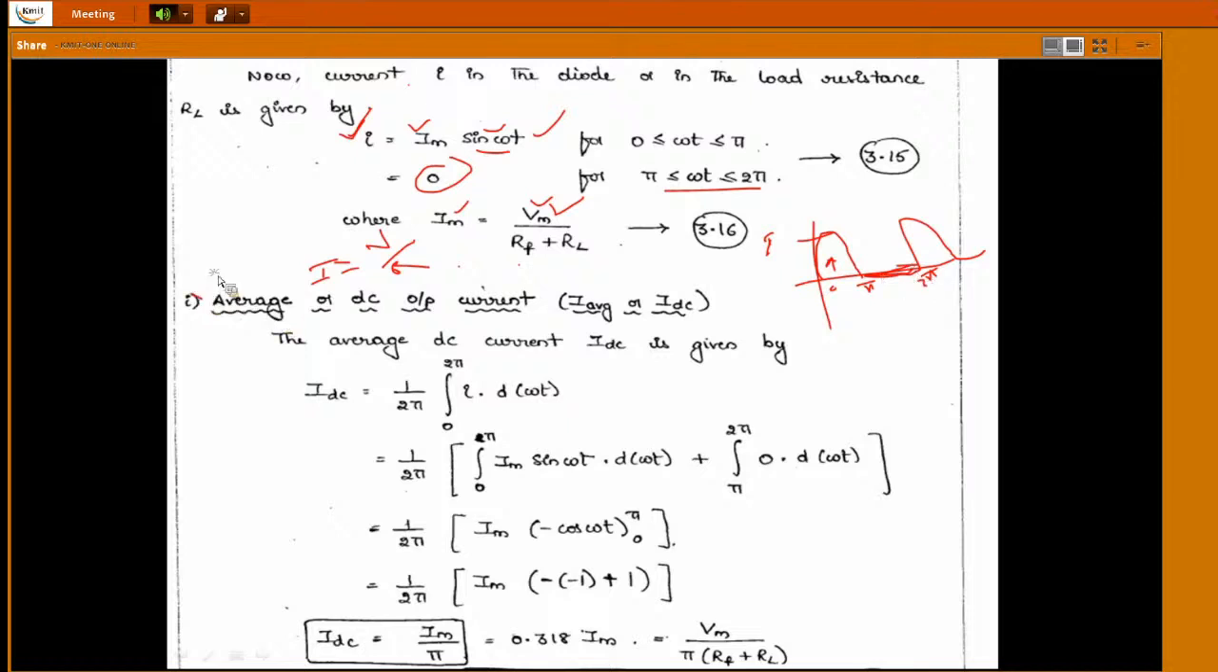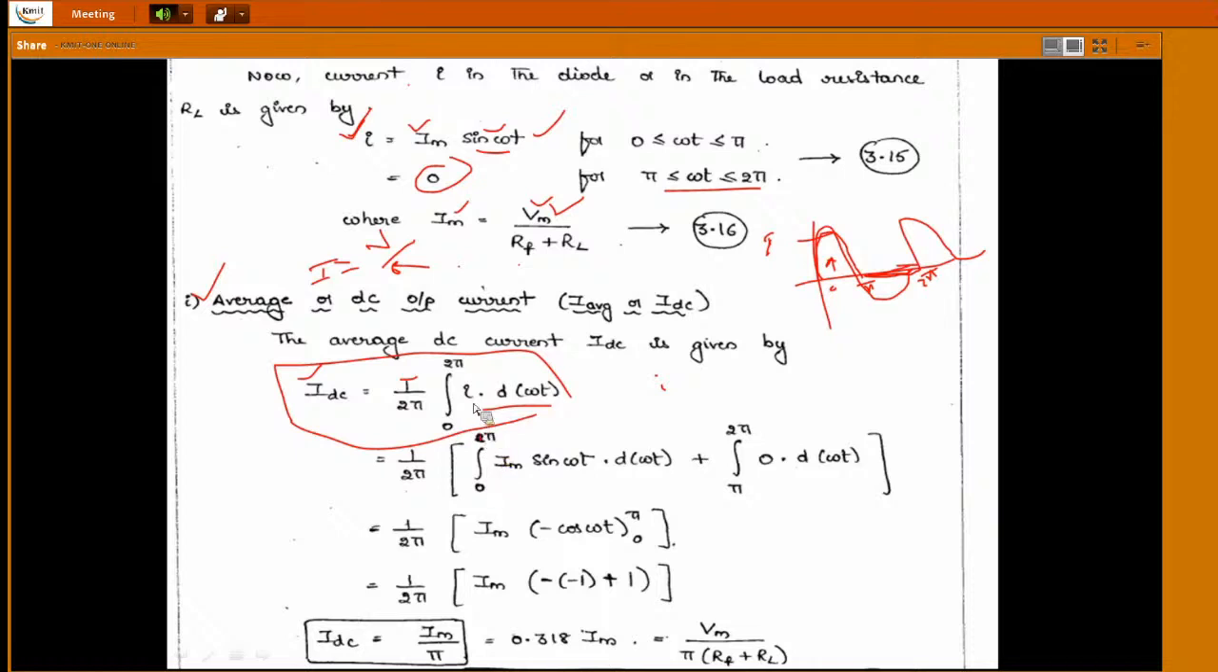Now first we will find out the average or DC output current. What is the average current expression? The average DC current is given by 1 by 2 pi times the integral of I dt. This is the expression for your DC current or average current. Now this is 1 by 2 pi from 0 to 2 pi, the complete cycle. But for the output, I am dividing it into 0 to pi and pi to 2 pi. It is from 0 to pi.